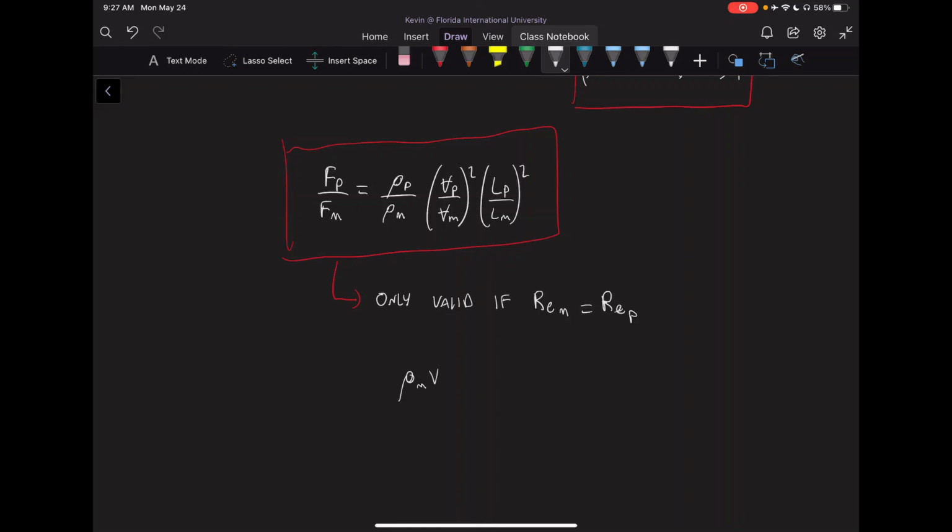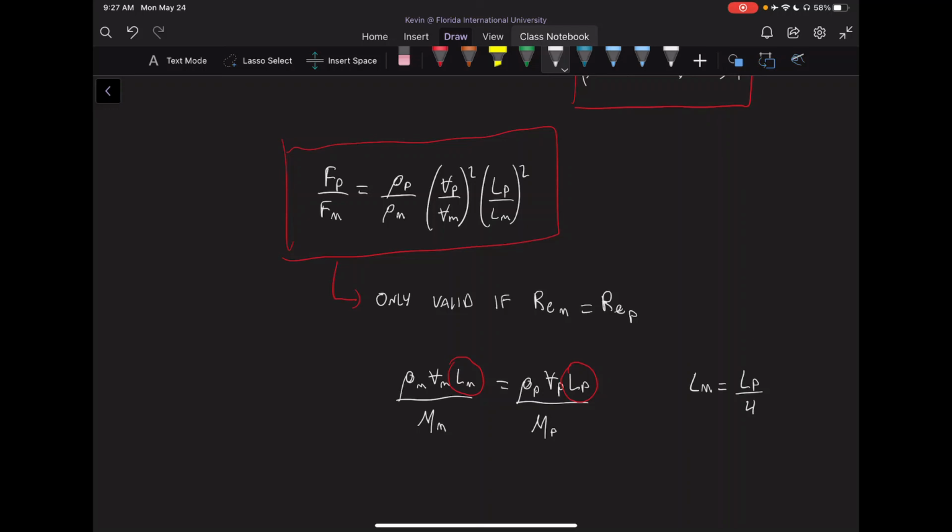It's rho m Vm Lm over mu m is equal to rho p Vp Lp over mu p. Okay, and what is the parameter that changes between a model and a prototype? Well, the parameter that changes between a model and a prototype is this parameter here. So usually Lm is going to be equal to, for example, Lp over 4. Let's say it's a quarter of the size.